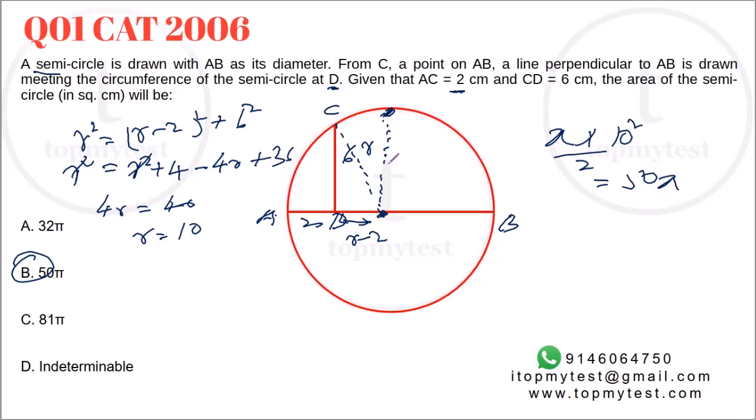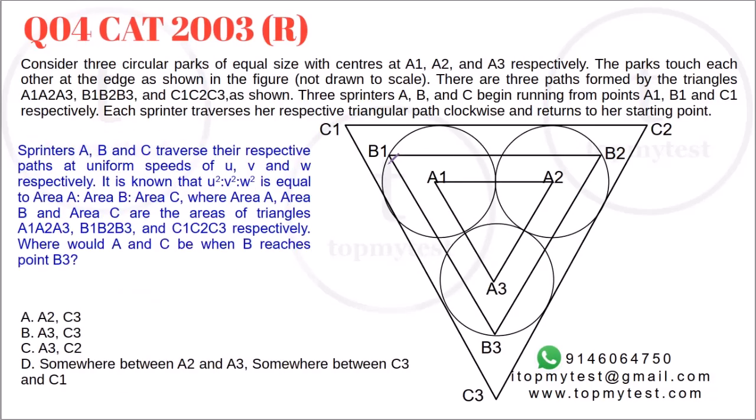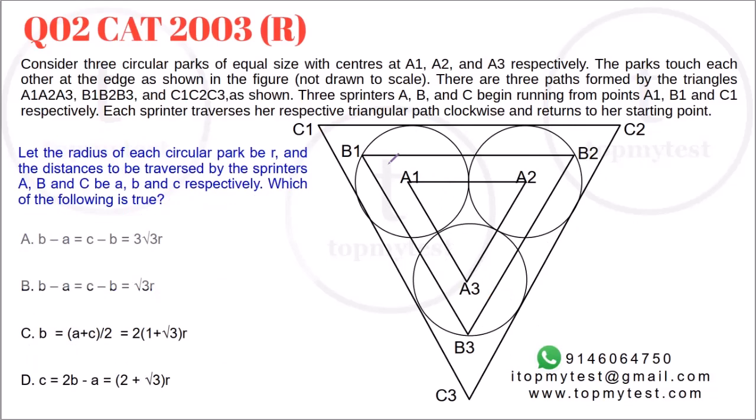Job done. The next 3 questions are a triple set from CAT 2003. Not too difficult. As with all these triple sets, let the question solve itself. Read what is given in the question. Most of the time, they will solve themselves. Let's see what this is.